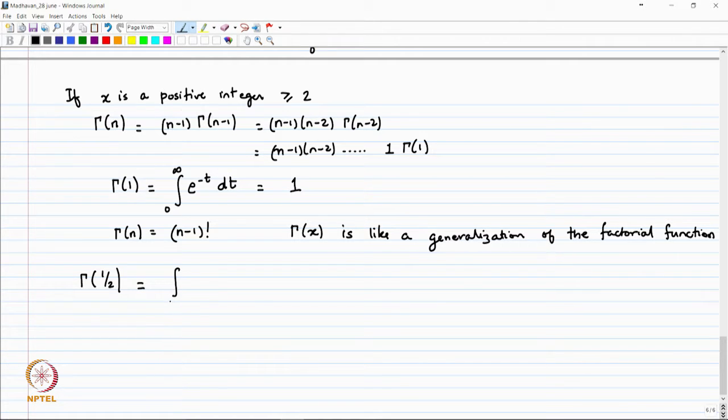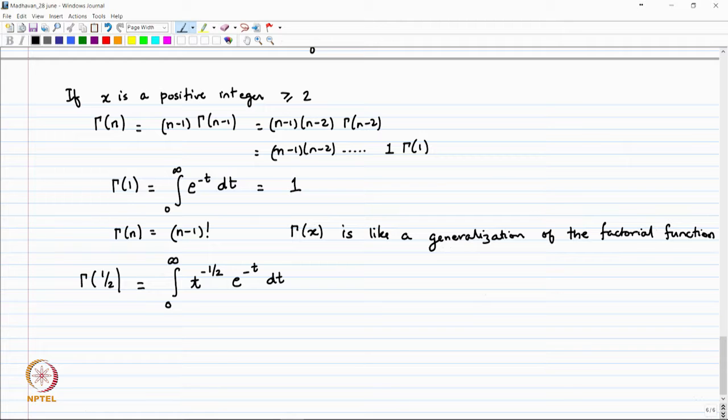So I can write this as the integral from 0 to infinity of t raised to minus half e to the minus t dt. You will do this integral explicitly, so that you see how you can do it, and in doing this we will also see how these half integers are related to Gaussian functions.